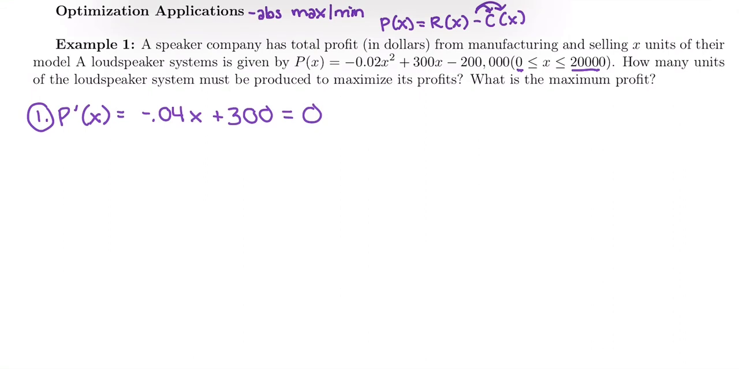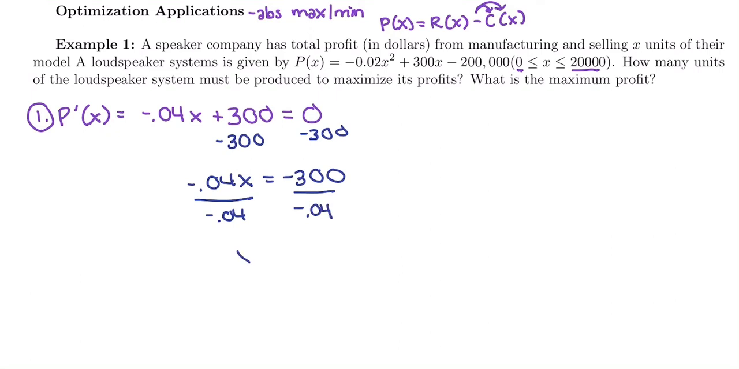This one's nice and simple to solve. We don't have an x squared, which is why I like these word problems. We're just going to get x by itself by subtracting 300. And then we're going to divide both sides by this negative 0.04. So x is going to be negative 300 divided by negative 0.04, which is 7,500. Now remember, x stands for their loudspeakers. So our critical number is when they make 7,500 loudspeakers.